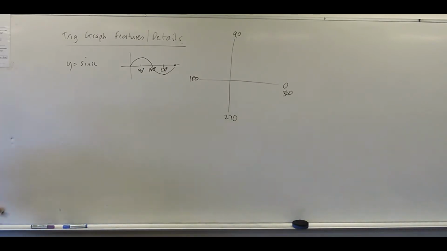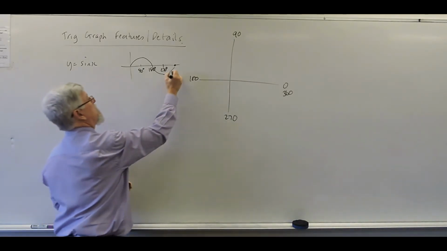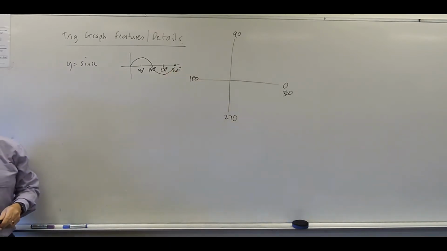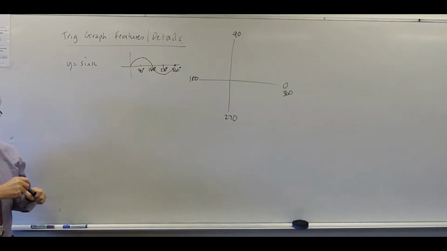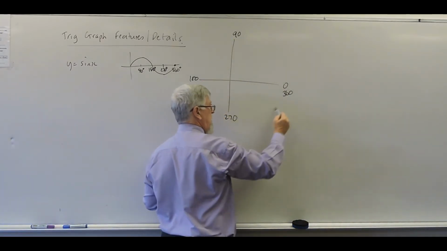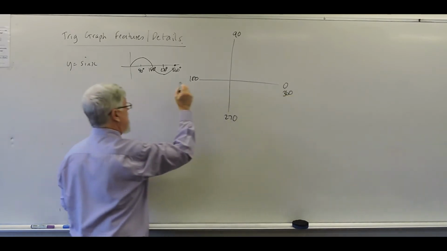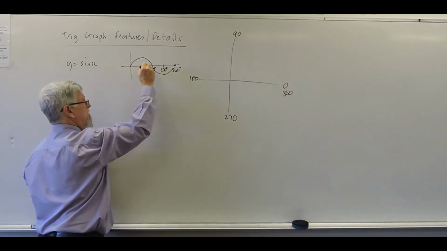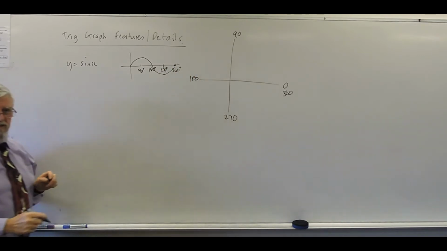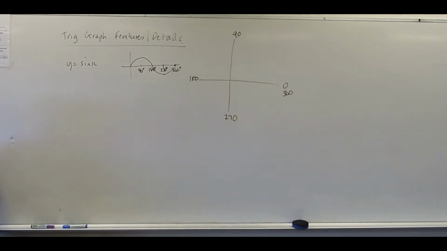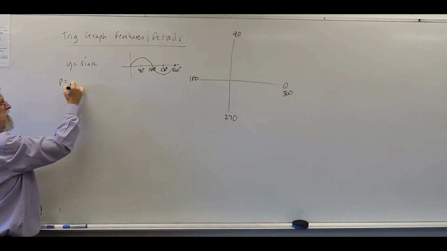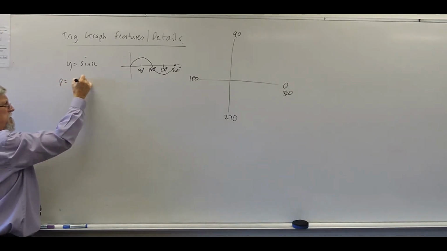Yeah? How long does it take for this graph to repeat its pattern? How many degrees for it to repeat its pattern? How many degrees to go all the way around there and get back to there? 360. How many degrees to go from there all the way across to there because it's ready to repeat? 360. Okay, we talked about that for the period. I like using P for period. Some people use different things. So the period for sine is 360 degrees.